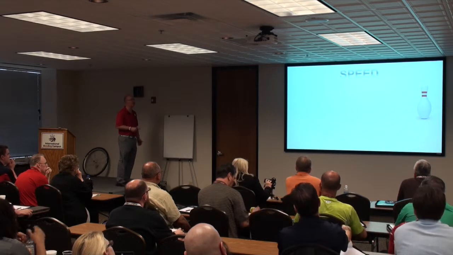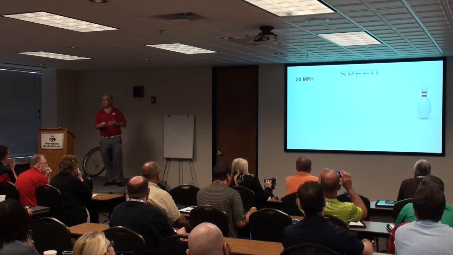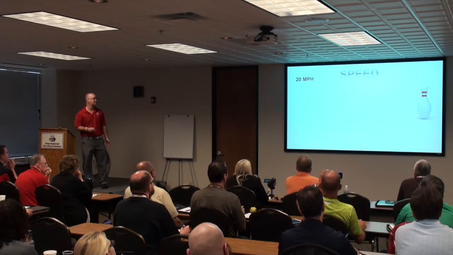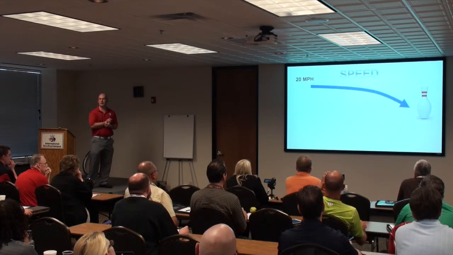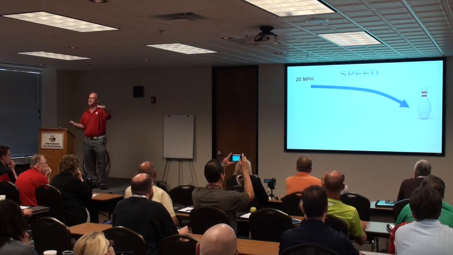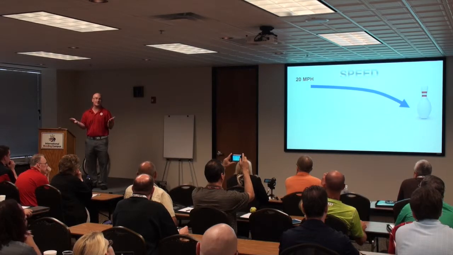So we have speed up top, and we're just going to say that this player throws the ball at 20 miles per hour off their hand. As they release the bowling ball, it's going to stay relatively constant. It's always going to lose speed. The second the ball hits the lane, it's going to be the fastest it's ever traveling.